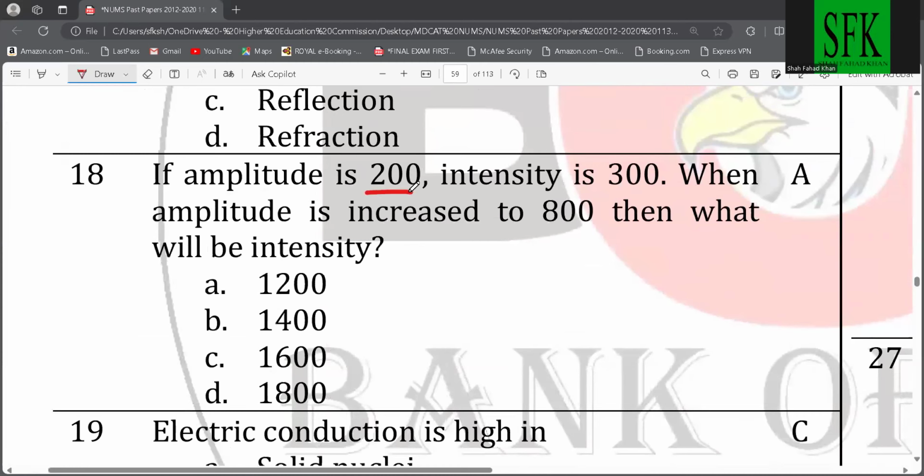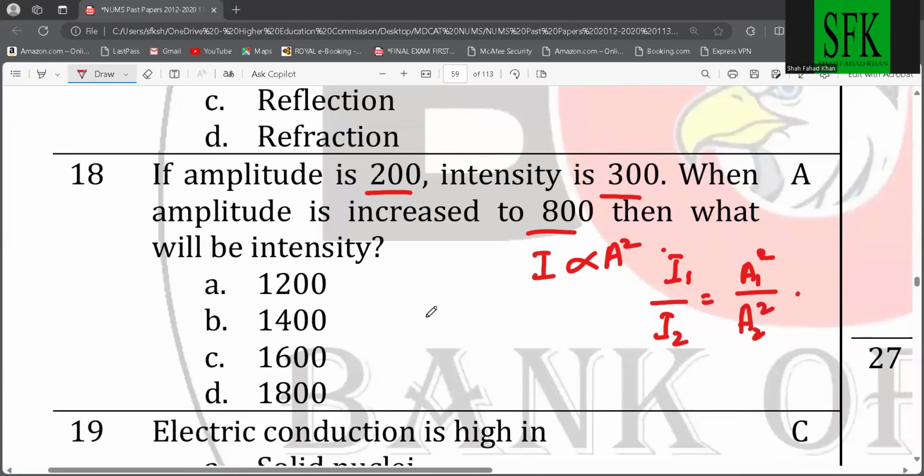If the amplitude is 200, the intensity is 300. When the amplitude is increased to 800, what will be the intensity? Amplitude is directly proportional to intensity squared. No, opposite. Intensity is proportional to amplitude squared. That's how you write it. So if you were to write this down in an equation, it's going to be I1 over I2 equals A1 squared over A2 squared.